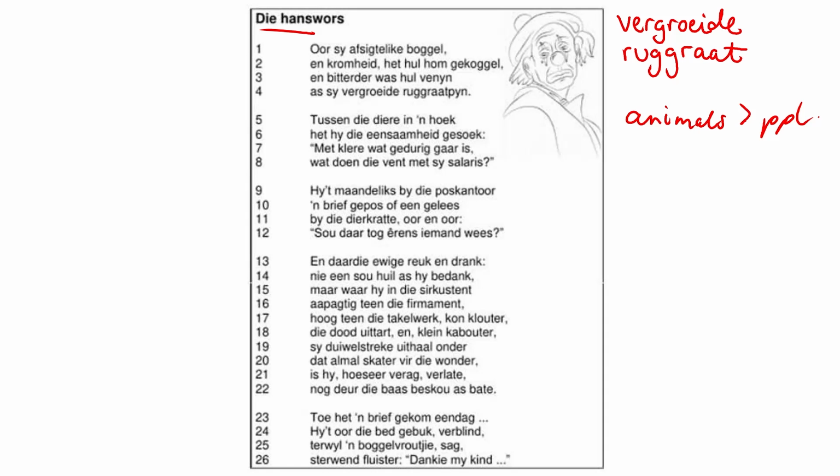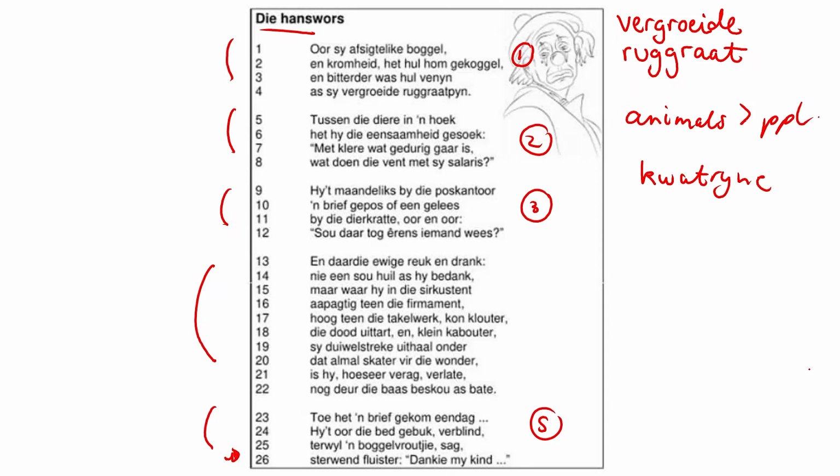Okay, so quickly the structure of the poem. There's 26 versreels. There are 5 strophes, so there's 5 stanzas, and stanza 1, stanza 2, stanza 3, and stanza 5 have 4 lines each. 4 lines, ons noem dit 'n quatrain. There's 4 quatrains. So what's going on then in stanza 4? We'll get to that later. Stay tuned. Our rymskema, strofe 1, 2 en 4.